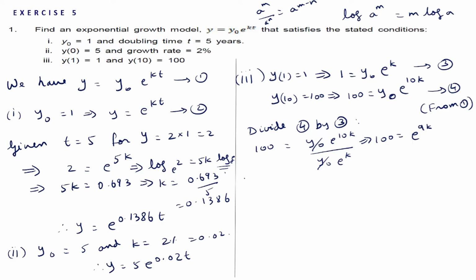Now let us take log on both sides. From this we get log 100 to the base e equal to 9k into log e to the base e. This is 1. So from this we get k is equal to log 100 by 9.